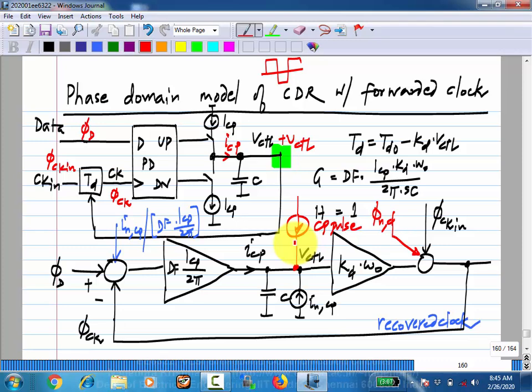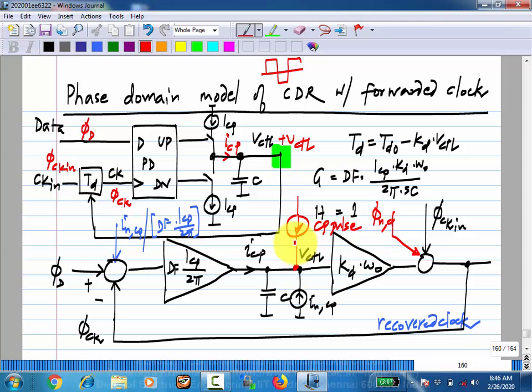So if you decide to, let's say, be cheap and use a very small ICP, then the bandwidth will be small and you cannot track high frequency jitter. And you also want to have some measure of how well the clock is tracking the data, and that's given by phi d minus phi ck, and there will be some metrics related to that. On top of it, anytime you make a circuit, it will have its own noise that you can get from looking at the noise of the charge pump as well as the phase noise of the delay line and computing the transfer function to the output. So we will look at these things and the associated metrics.